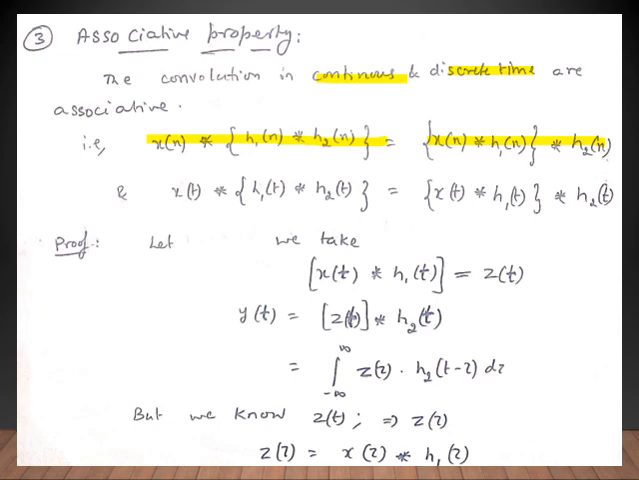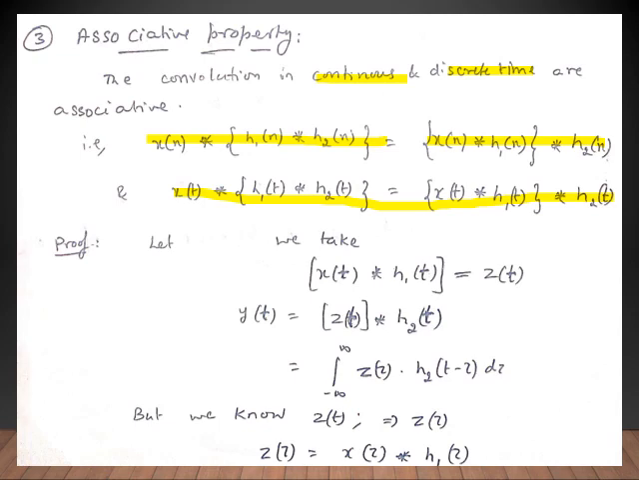The discrete case we can just mention as per the equation, but in the continuous case we can represent it like this. It says x of t convolved with h1 of t convolved with h2 of t is equal to x of t convolved with h1 of t, which is convolved with h2 of t. So now I'll solve this for the continuous time case.